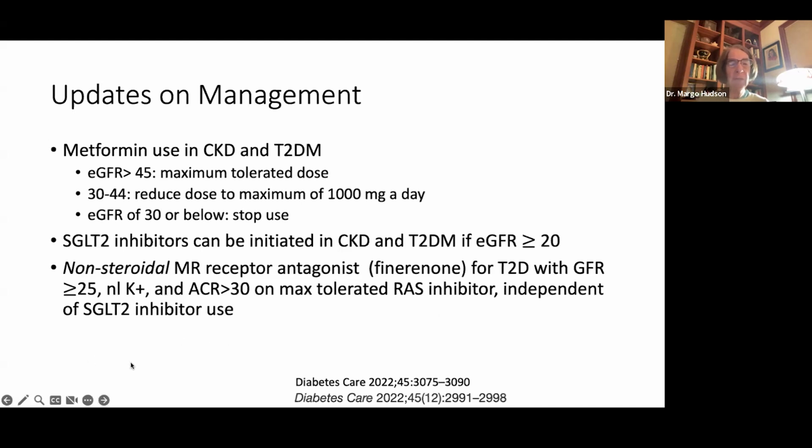And then there's this whole new class called non-steroidal compared to steroidal, which is like spironolactone. So these are non-steroidal mineralocorticoid receptor antagonists, of which the one in the US is finerenone, for type 2 diabetic patients who have GFRs over 25. They have normal potassiums, albumin creatinine ratio more than 30, and they're already on maximum tolerated RAS inhibitors. So this is considered an add-on, independent of SGLT2 inhibitor use. I would recommend, if you feel your patient meets all these criteria for adding the finerenone, to talk with their nephrologist to get some advice.